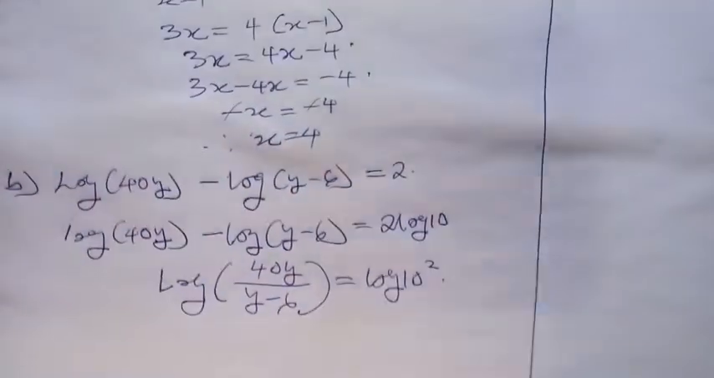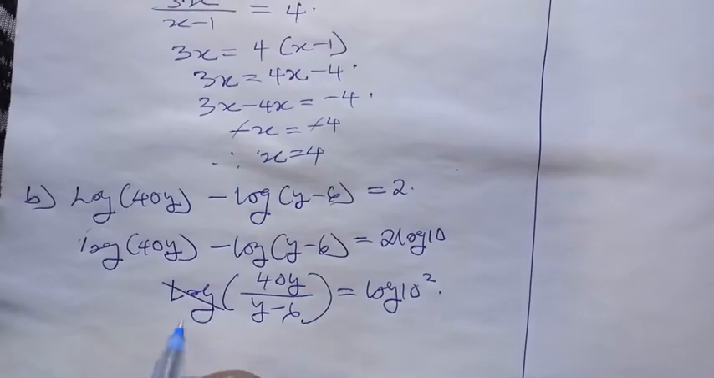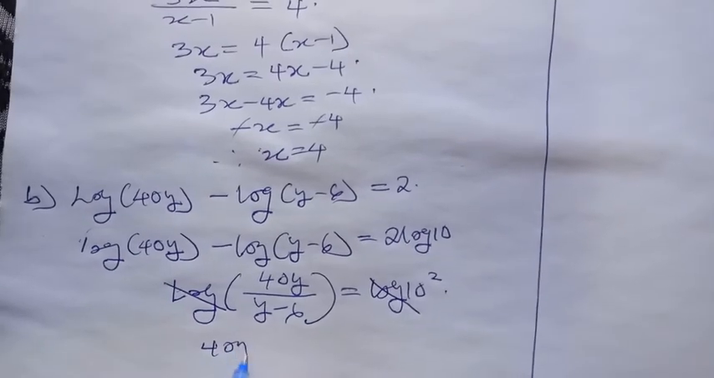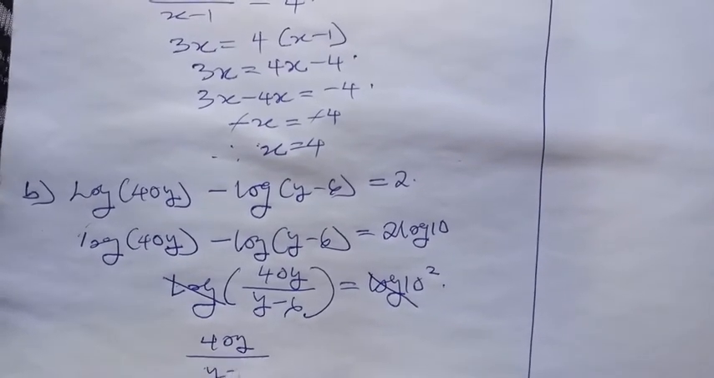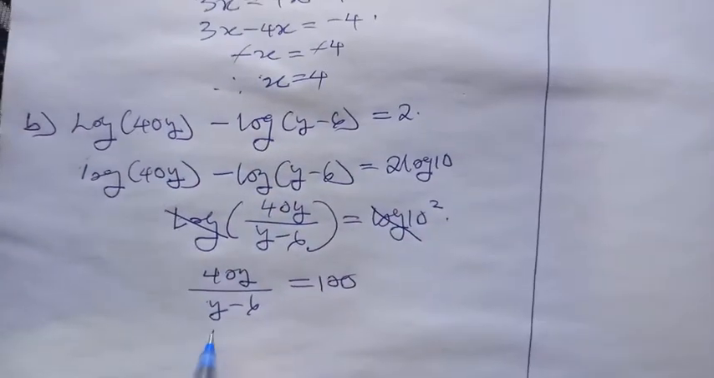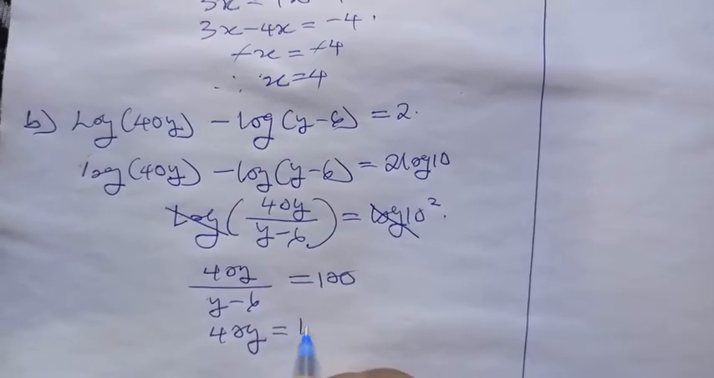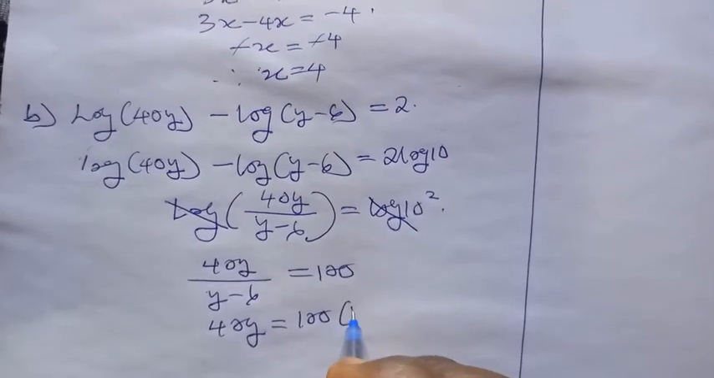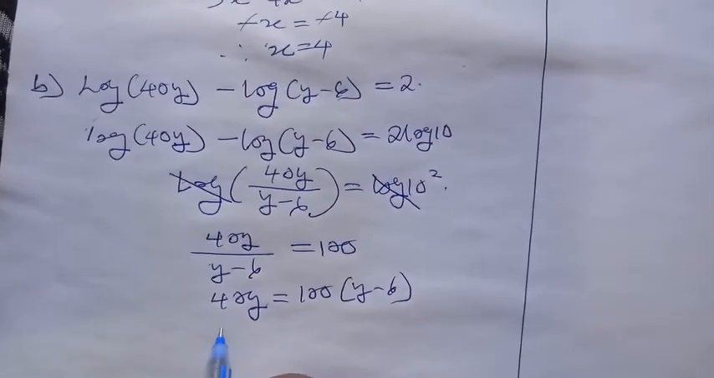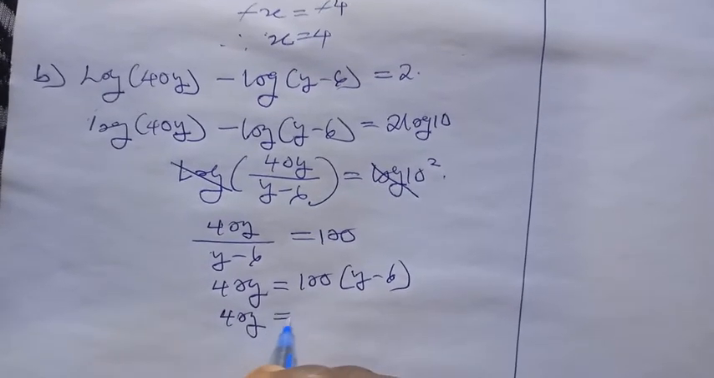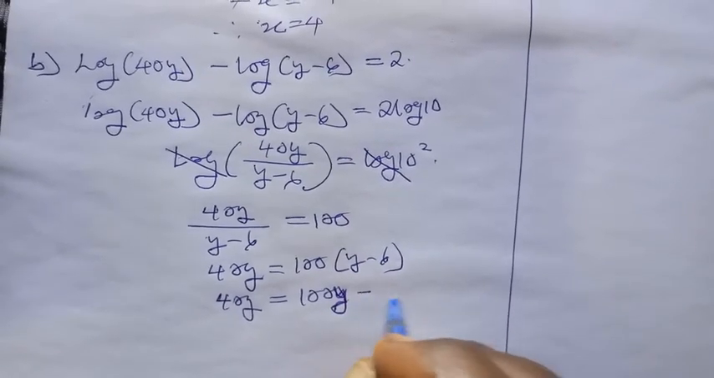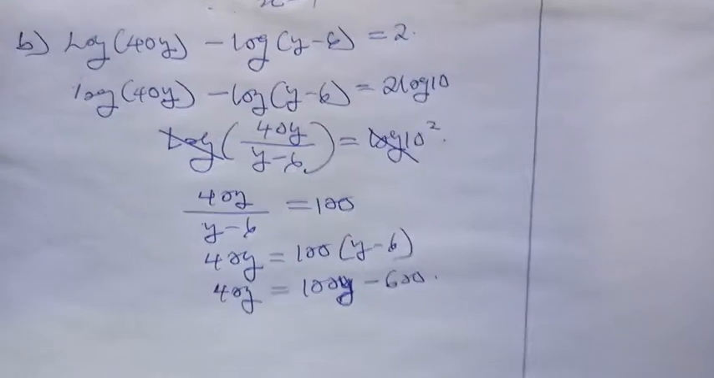All right? Okay, then now this logarithm, log base 10, will go off with log base 10 here. And so we'll now be left with 40y over y minus 6 is equal to 100, because 10 squared is 100. So we have 40y now is equal to 100 bracket y minus 6. Now by cross multiplying, I got this. So by opening the bracket, 40y is equal to 100y minus 600. That, all right?